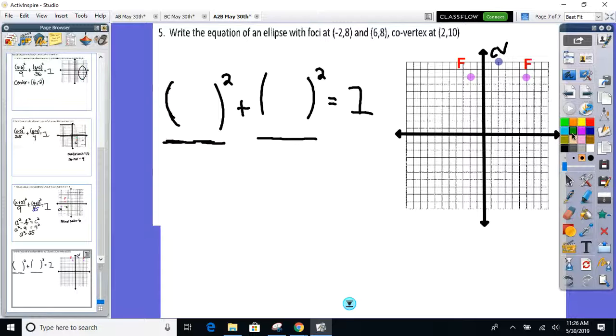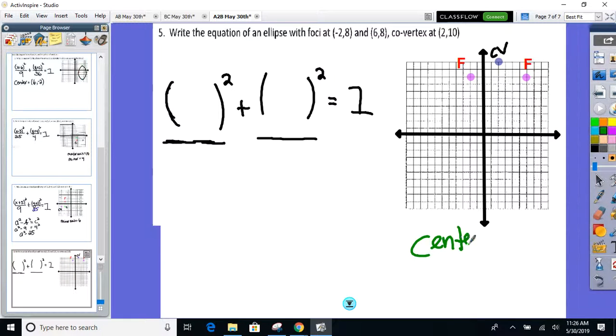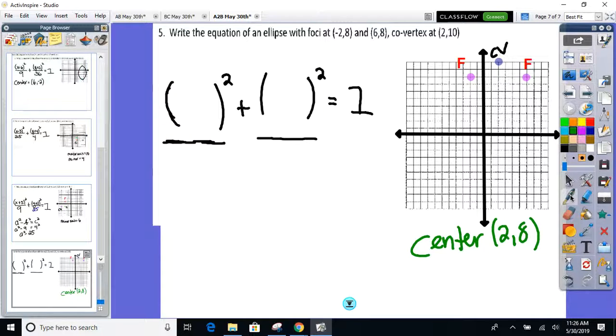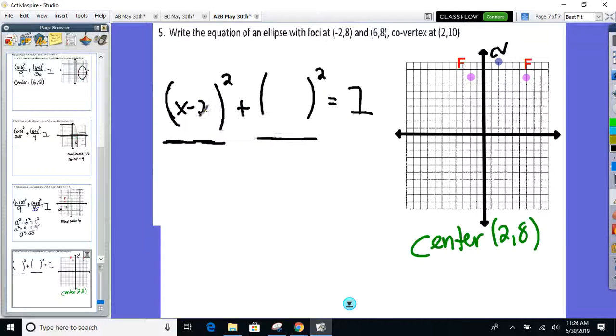Where's the center going to be? I didn't give it to you, but you can find it. Halfway between your foci. Yeah, it's halfway between the foci. It's halfway between a vertex or the co-vertex. So go ahead, go halfway. What's your center? 2, 8. All right, what do you want me to plug into the equation then? x minus 2 all squared and y minus 8 all squared.